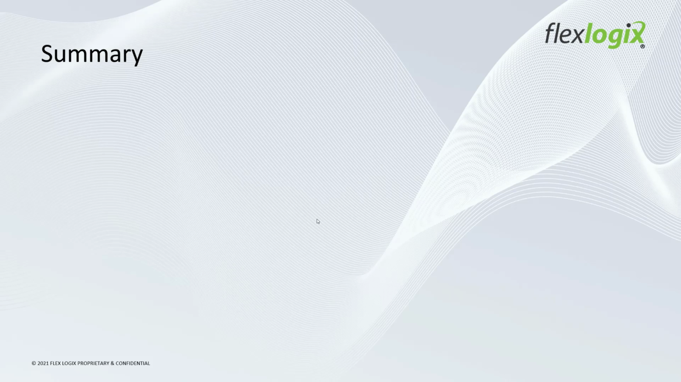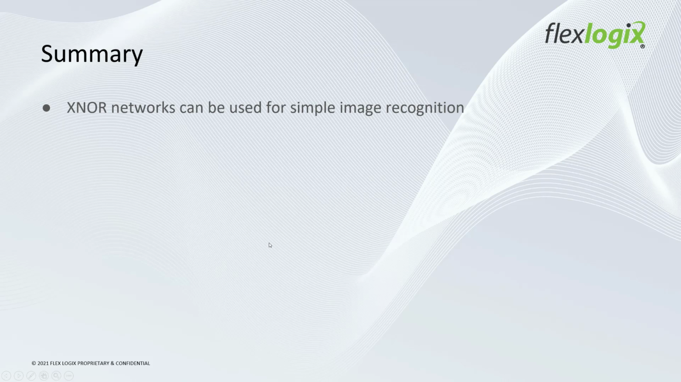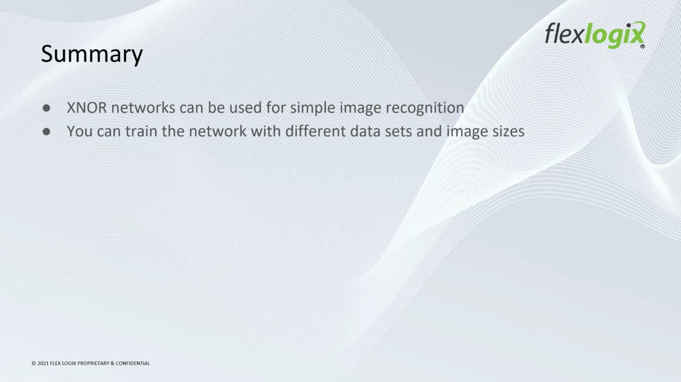In summary, XNOR networks can be used for simple image recognition. You could also train the network with different datasets such as MNIST handwritten characters and different image sizes as well, not only 28 by 28. Also, XNOR networks fit in small embedded FPGAs and are applicable for inferencing on the edge.